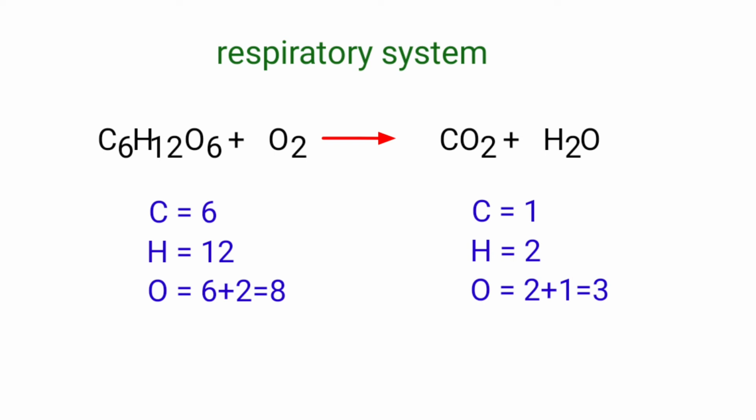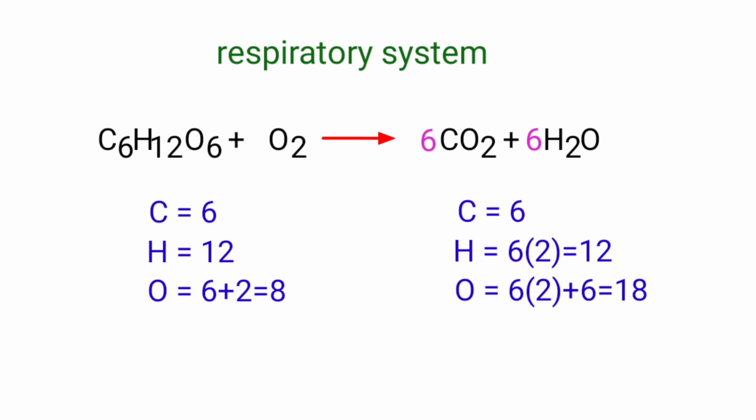In this equation, we need to balance the carbon atoms first. To do this, we need to put a coefficient of 6 in front of CO2. The carbon atoms are balanced. Now we need to balance the hydrogen atoms. To do this, we need to put a coefficient of 6 in front of H2O. The hydrogen atoms are balanced.